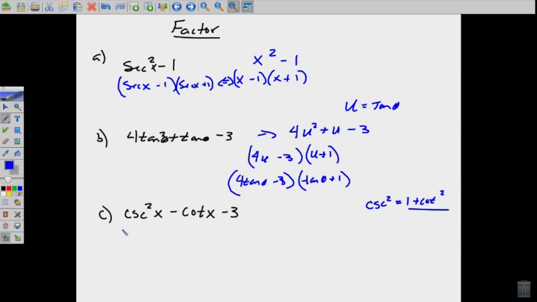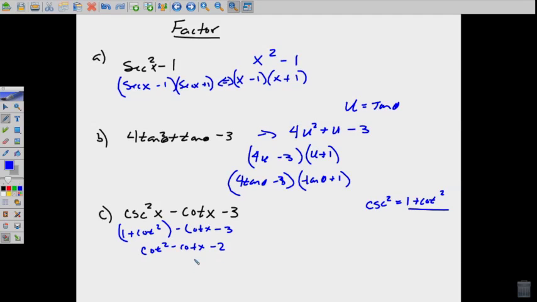1 plus cotangent squared gets substituted, and then the rest is still here, minus cotangent of x minus 3. Now I can combine like terms. I'll have a negative 3 combining with the 1. So that's going to be cotangent squared minus cotangent of x minus 2.